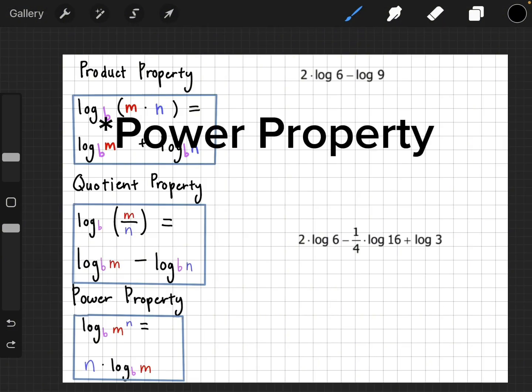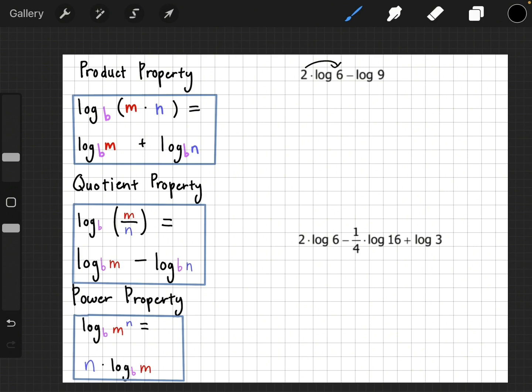Using the power property, we'll move this 2 over. So we'll write log base 10 of 6 to the power of 2 minus log base 10 of 9. Using the quotient property here, we know log base 10 of m over n. So 6 squared over 9. 6 squared is 36 over 9, which simplifies to 4. So we have log base 10 of 4.